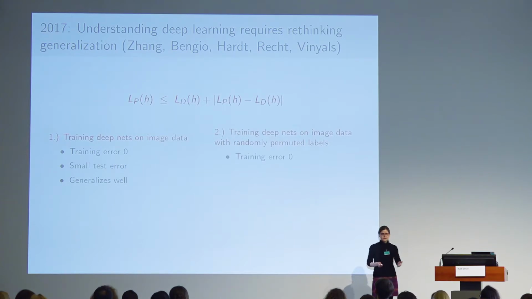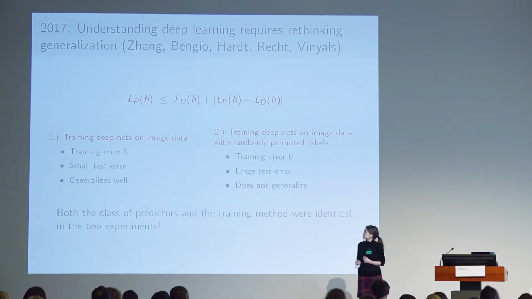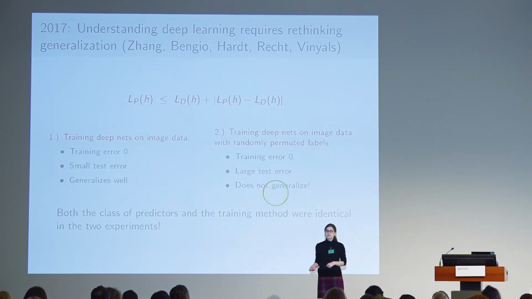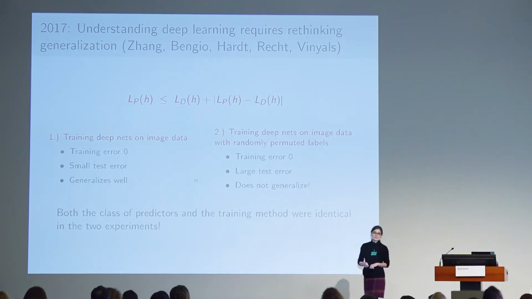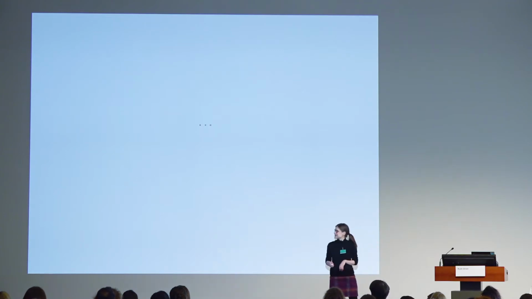And what happened, the network was still able to fit the data, but it doesn't generalize at all. Right? And the disturbing aspect here, from a theoretician's point of view, is that it is the same type of class and the same learning algorithm used. Still, in the one situation we have generalization. In the other situation, we don't have generalization at all. Right? So this is kind of depressing from a theoretician's point of view.